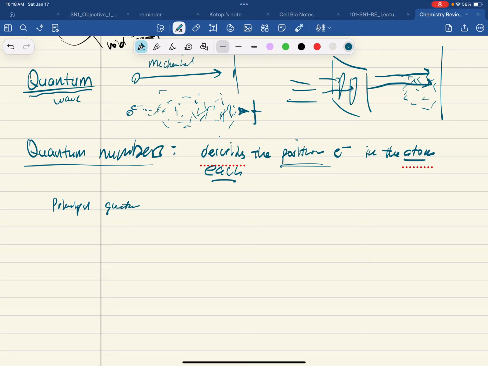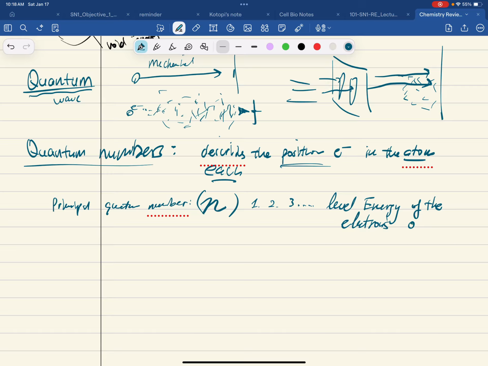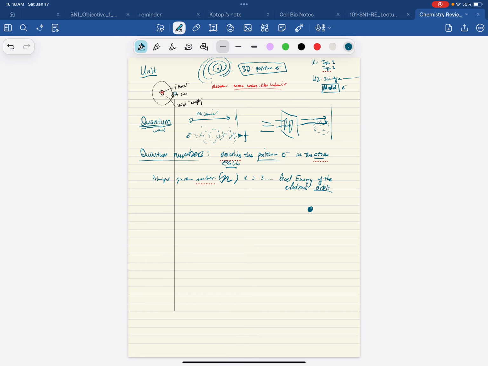The principal quantum number is represented by the letter n, and it could be 1, 2, 3, and then these are levels. The principal quantum number describes the energy level of the electron, or specifically the electron's orbit. And the electron orbit is basically the number of the orbital.